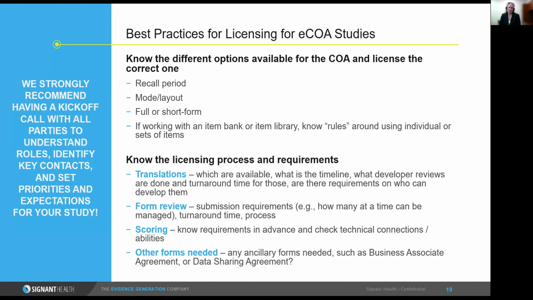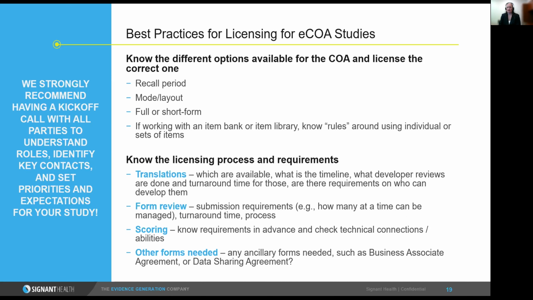Not only do you need to know what are the requirements and that you have the right version, but let's say you chose an API connection. Have you already worked with your IT group to make sure that can actually be done? So think about how this is going to happen later on and make sure you're on top of it.